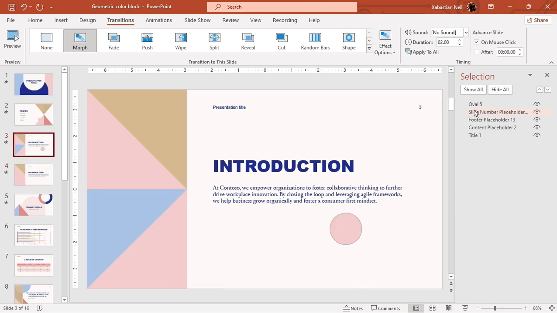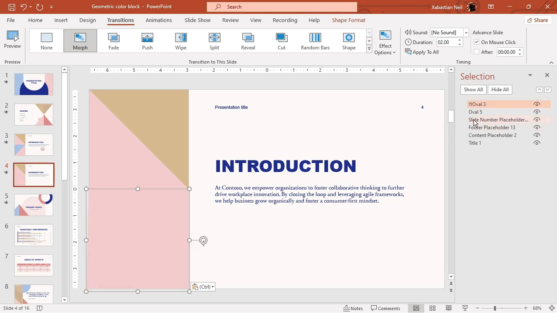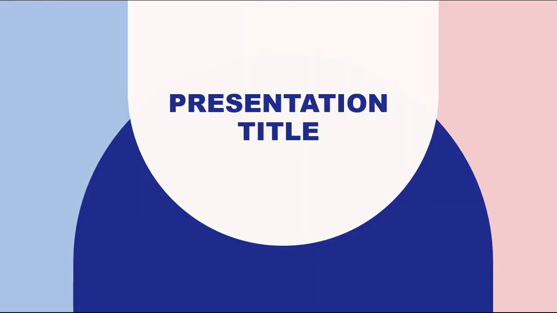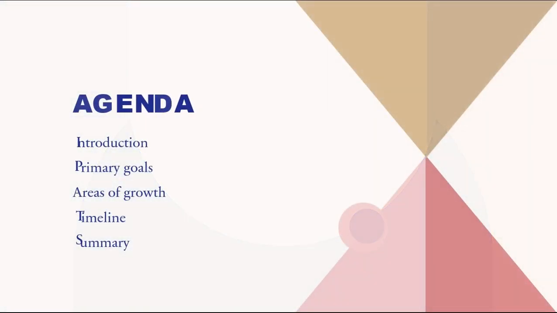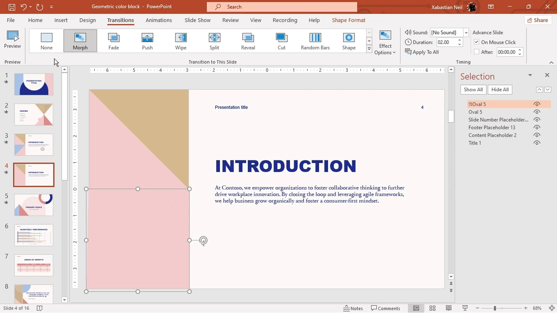Okay, so this is how it will look like. Okay, let's see where it is. It's oval 5. Now you will see that this will turn into oval 5. Okay, oval 5. So let's see if it worked. So this is how enhanced morph works.